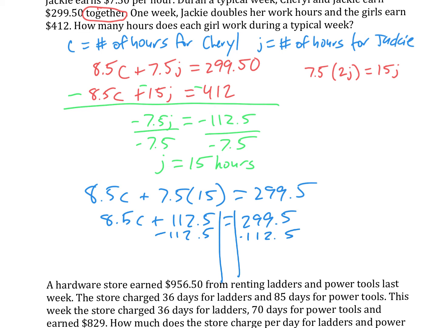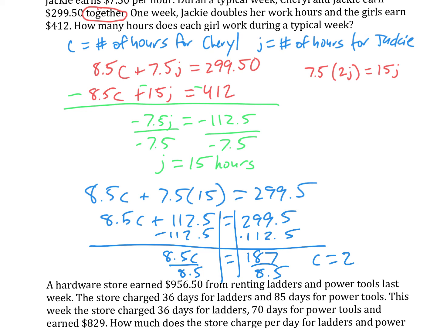Now to solve for C, I'm going to subtract 112.5 on both sides. That'll cancel, leaving 8.5C on the left side. And we'll do 299.5 minus 112.5, which should give me 187. And then we'll divide that by 8.5 on both sides to get that C equals 22. So Cheryl usually works 22 hours.